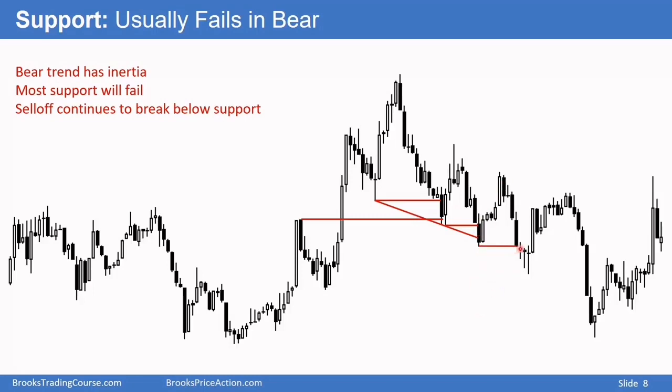Yet the market keeps falling through every support level. A wedge bottom, 1, 2, 3, double bottom here, potential support, trying to reverse up. The market continues to fall through support, a bear trend.